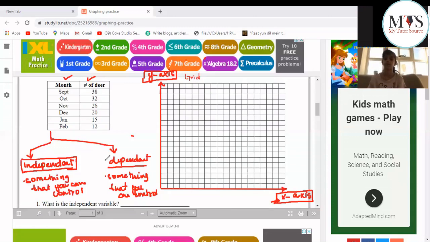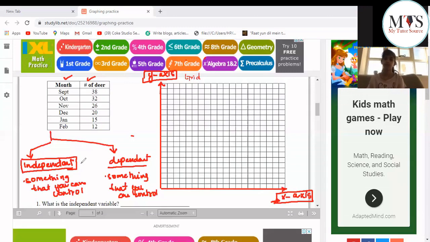So when you were doing that ice cream experiment, you chose the months yourself, right? Yes. When you chose the months yourself, can you tell me whether that's going to be the independent variable or the dependent variable? Dependent. But it's something that you could choose yourself. When it's something that you can control, something that you can choose yourself, don't you think it's going to be the independent variable?